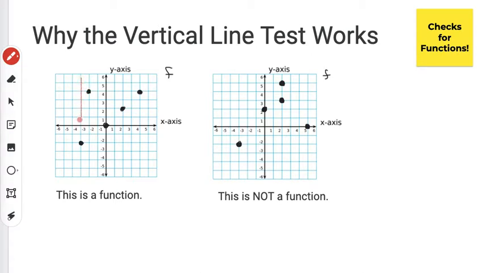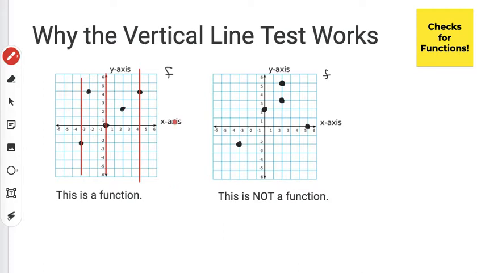So I'm going to draw a vertical line right here. It's going to go through this point. I'm going to draw a vertical line right here. That's actually the y-axis. I'm going to draw a vertical line on this point as well. So I've just drawn 3 vertical lines, and with every single vertical line that I draw, I only go through one point. Well, if I only go through one point when I draw those vertical lines, that means that it passes the vertical line test, and it's actually a function.